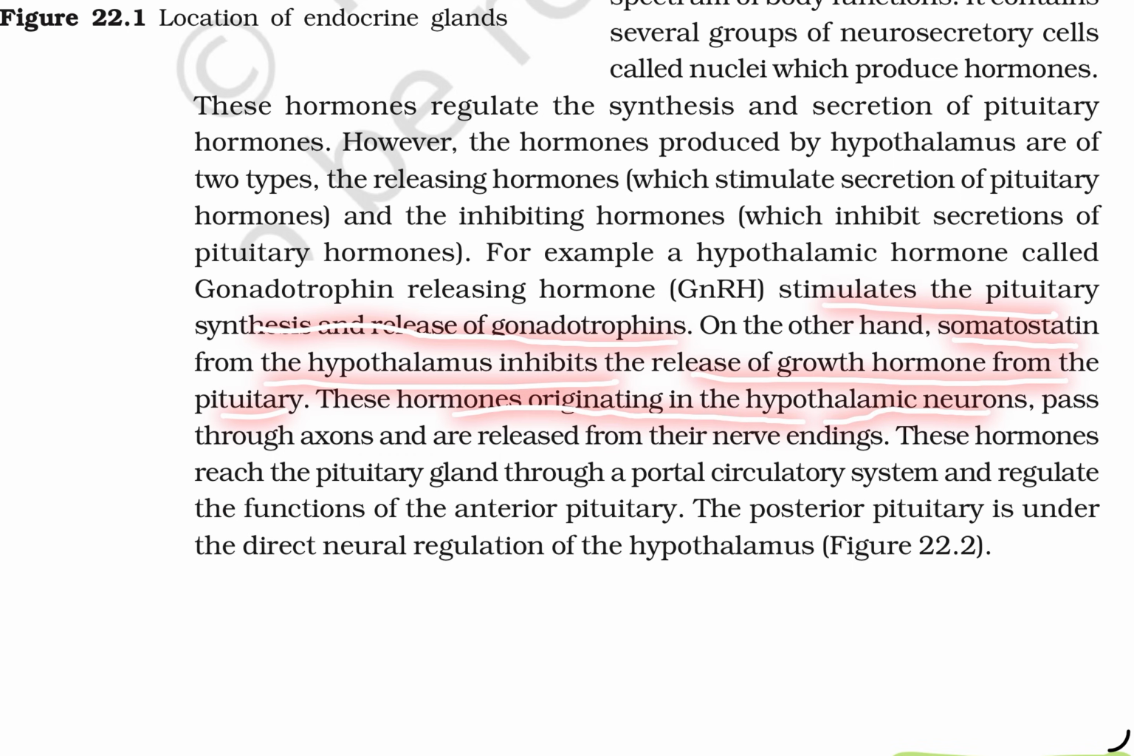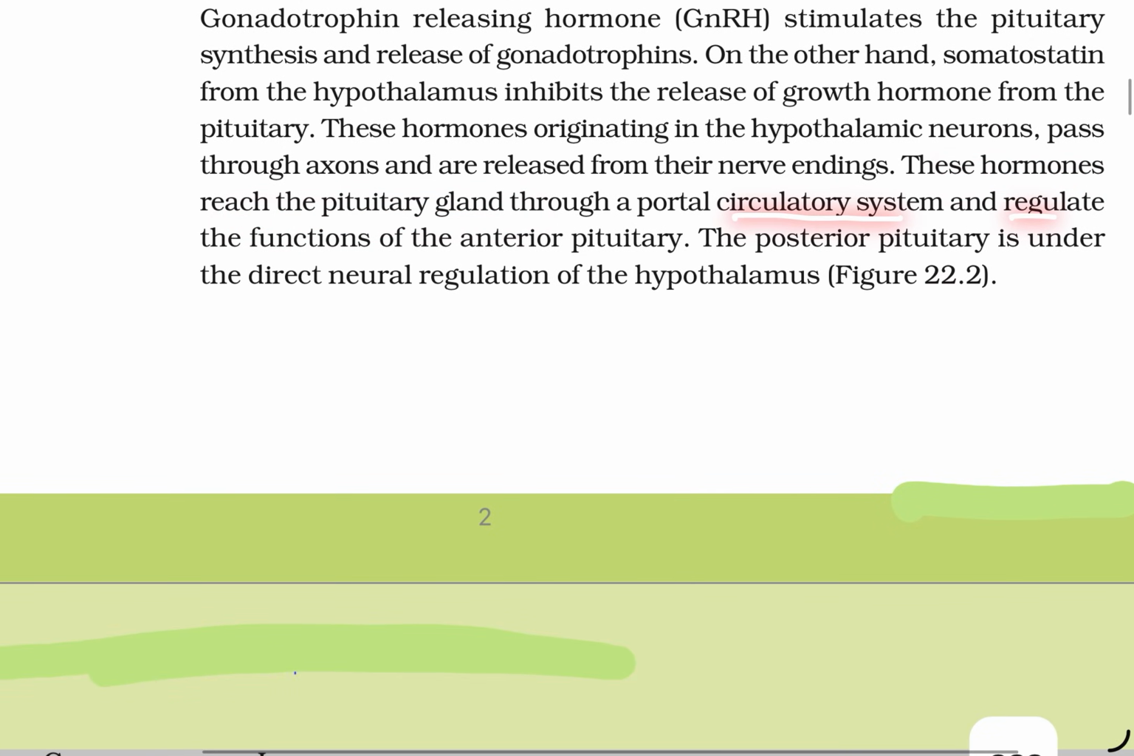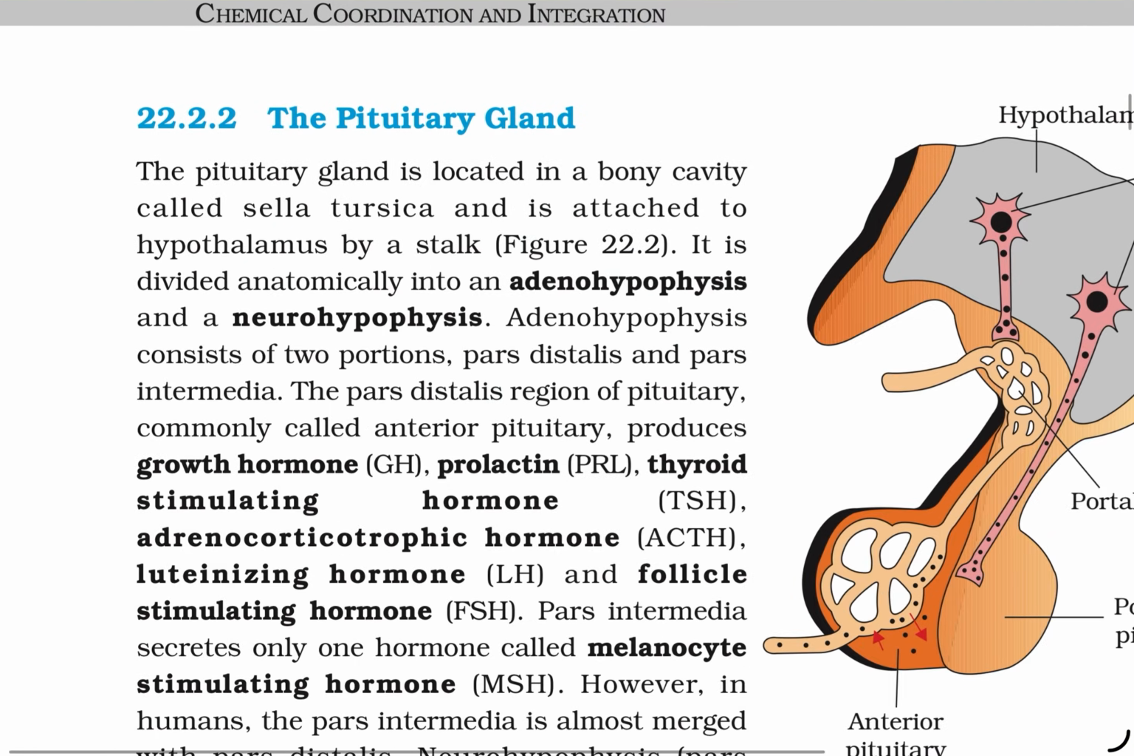These hormones originate in the hypothalamic neurons, pass through the axons and are released from their nerve endings. These hormones reach the pituitary gland through a portal circulatory system and regulate the functions of the anterior pituitary. The posterior pituitary is under the direct neural regulation of the hypothalamus. The pituitary gland. The pituitary gland is located in the bony cavity called sella turcica and is attached to the hypothalamus by a stalk. It is divided anatomically into adenohypophysis and neurohypophysis.